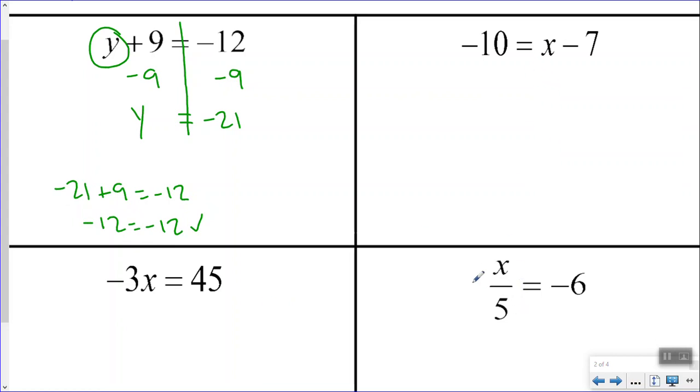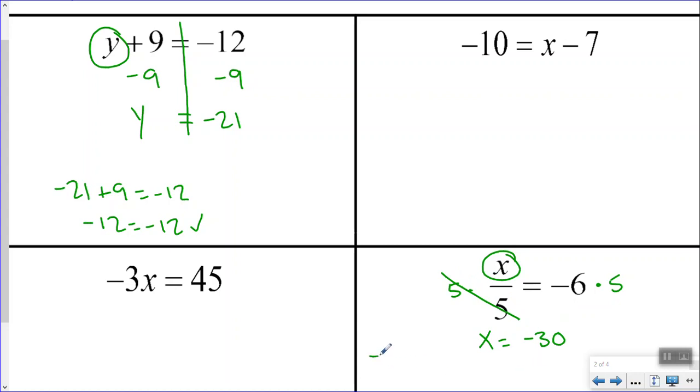For this example, again, remember the fraction represents division. So we're going to undo that division with multiplication by 5 on both sides. These 5's cancel each other out, so we're left with x equals negative 30.